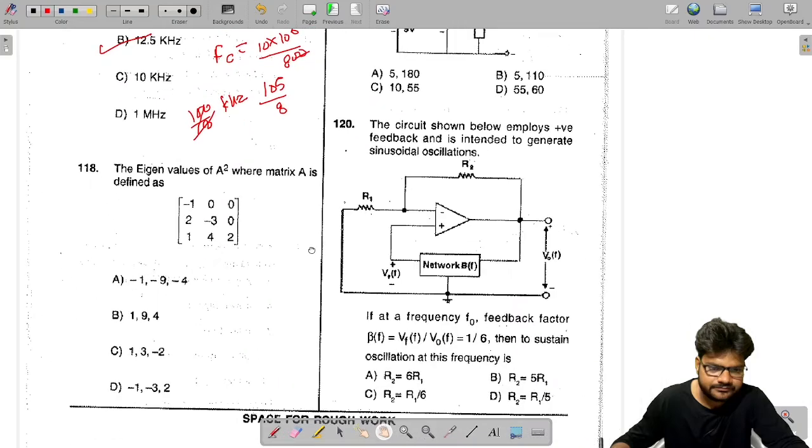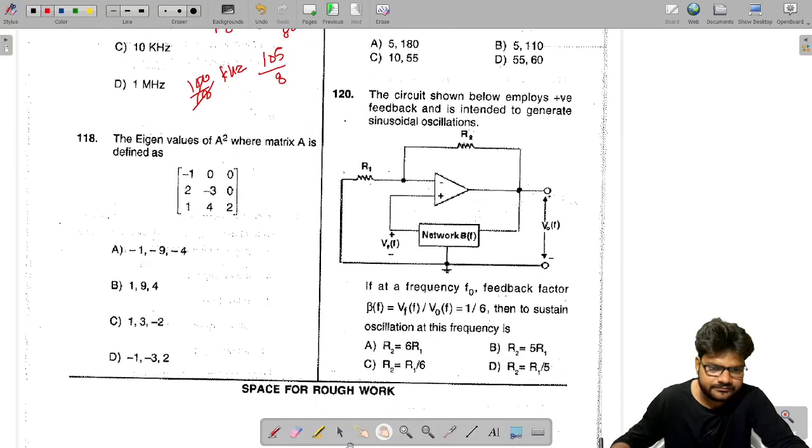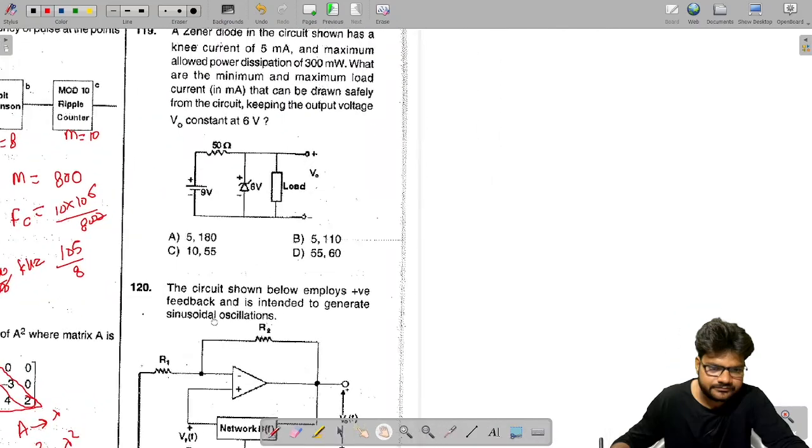So next question is about the eigenvalue of A square where matrix A is defined. If you observe, this is an upper triangular or lower triangular matrix. For a triangular matrix, the eigenvalues are the main diagonal elements. If A has eigenvalue lambda, then A square will have lambda square. So A has eigenvalues -1, -3 and 2. Then A square has the eigenvalues as squares of these: 1, 9 and 4. Okay, very simple. Let's go to the next question.